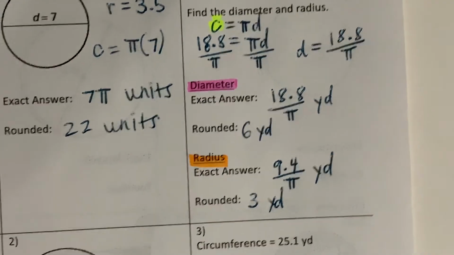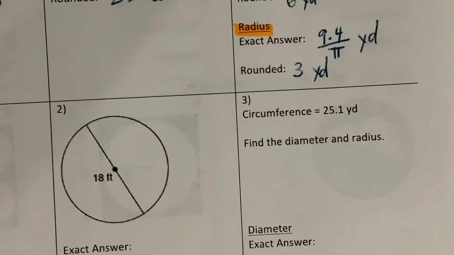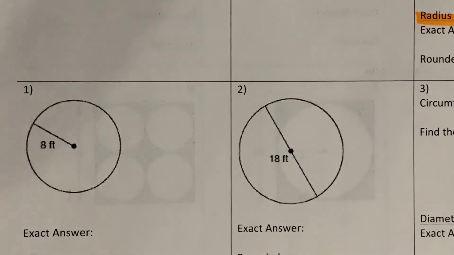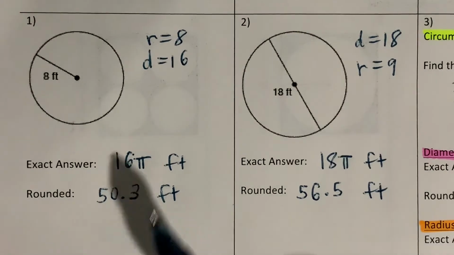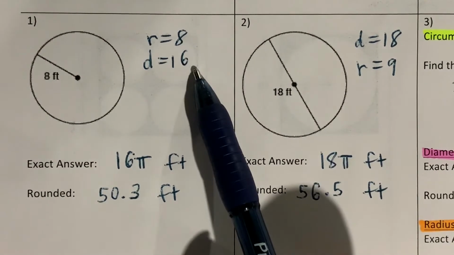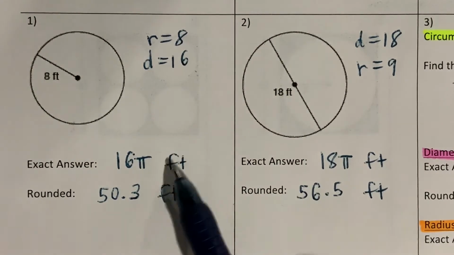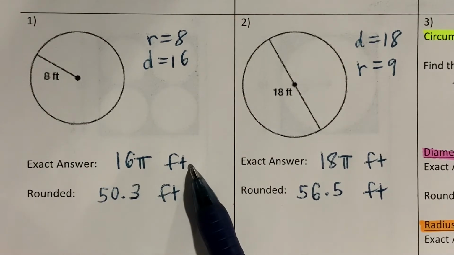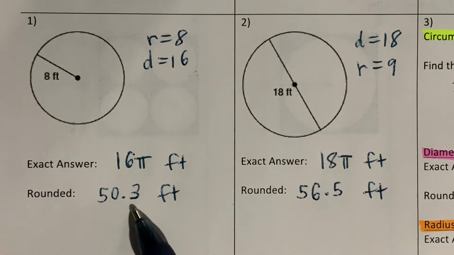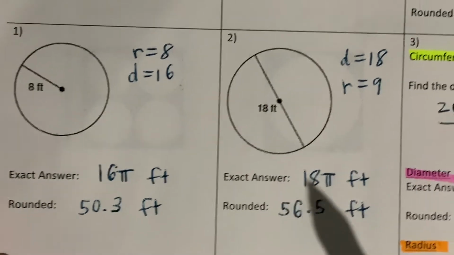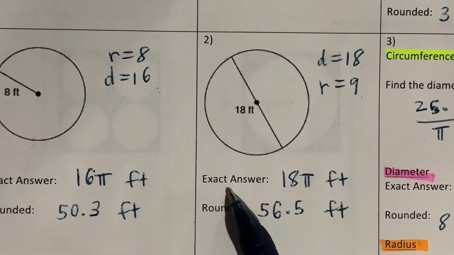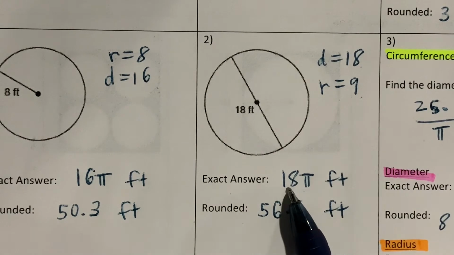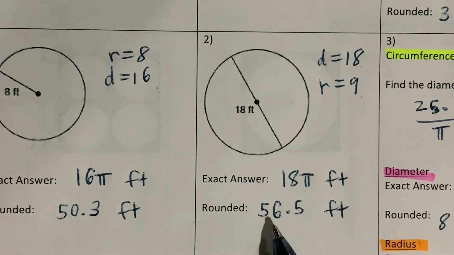All right, at this time you try 1, 2, and 3. Go ahead, pause the video and see what you come up with. Let's see how you did. On you try 1, my radius was 8, my diameter was 16. My exact answer was 16 pi feet. My rounded answer was 50.3 feet. On you try 2, my diameter was 18, my radius was 9. My exact answer for circumference was 18 pi feet. My rounded answer was 56.5 feet.